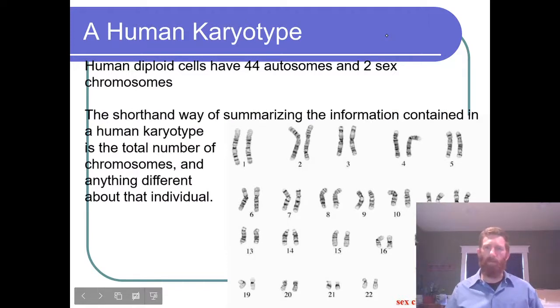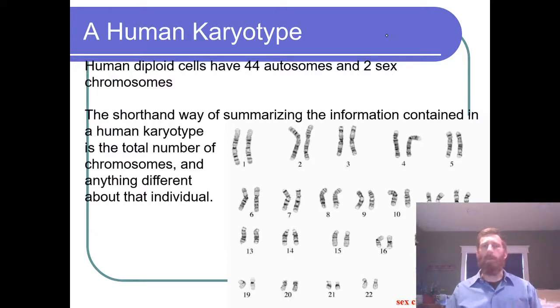So, you remember that we have 44 autosomes, right? And we have two sex chromosomes, and the autosomes are identified by a number. So, the longest chromosome, the biggest chromosome in the human genome is 1, and then the smallest is 22, right? And then we have our sex chromosomes.